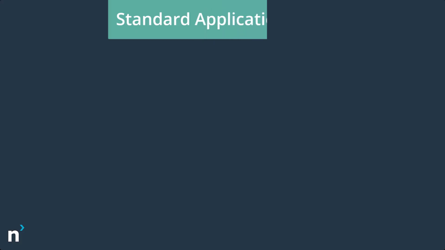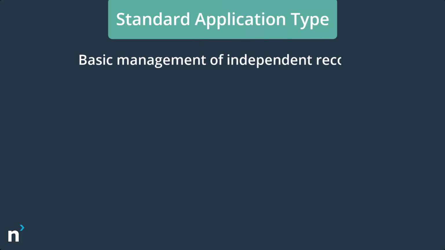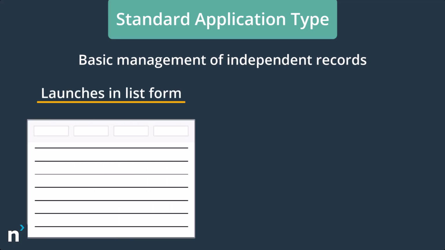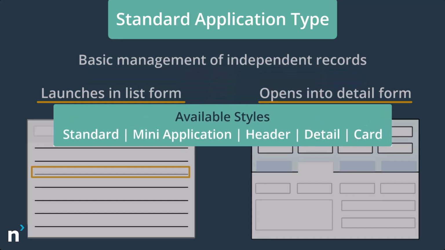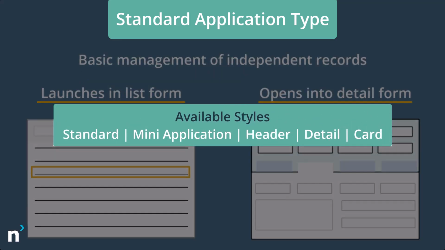The standard application type is used for basic management of independent records. This application type launches in list form, displaying individual records that can be opened into the detail form to view more information. The following styles are available for this application type: Standard, Mini Application, Header, Detail, and Card.